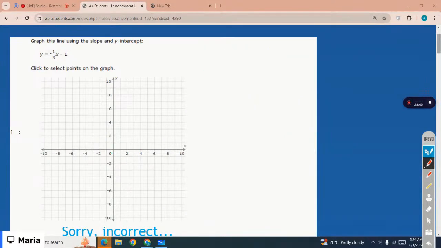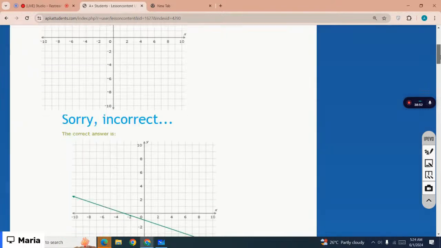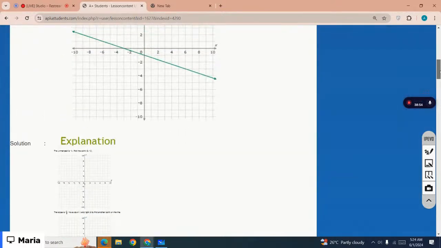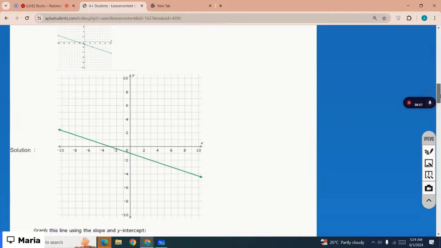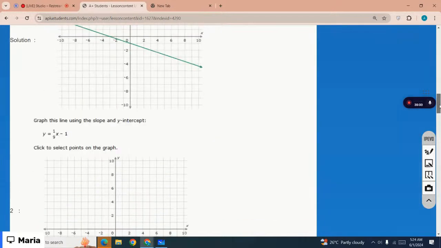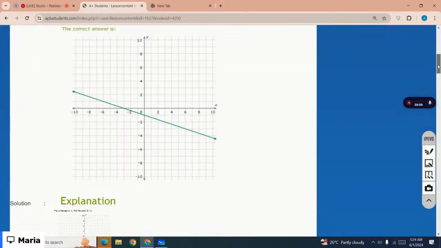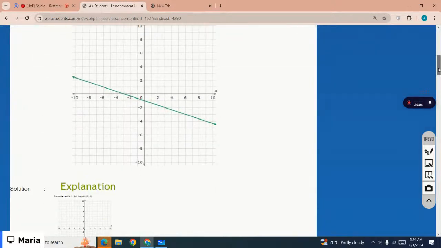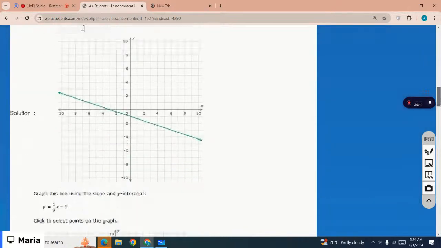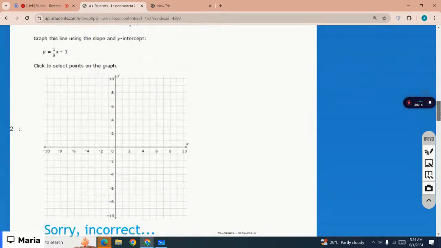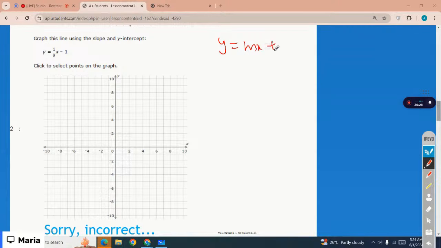Okay, so here is the graph. Got it? The graphs look like this. Okay, graph the line using the slope and the y-intercept. So you have to compare the equation with the slope-intercept form of the equation, that is y equals mx plus b.